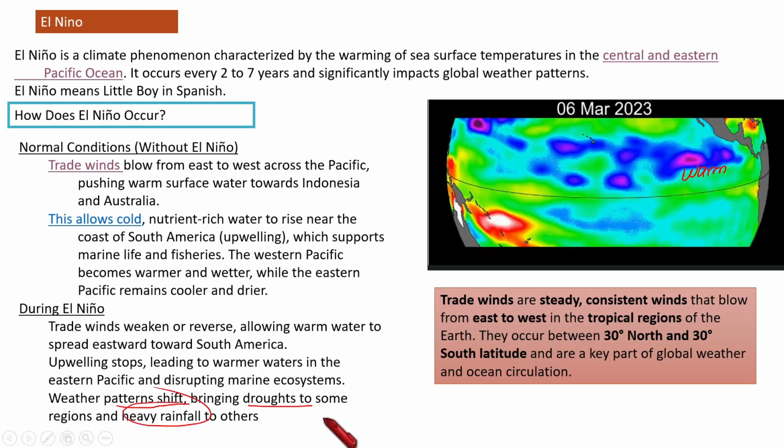Where can this heavy rainfall and drought happen? Can you guess for a while? Because warm water is reaching here, there is more chance to get more rain in South America. Then Australia, which is somewhere here, has no warmer surface water. There is no chance to get enough rain; there is more chance of drought. So we will see that in the next slide.